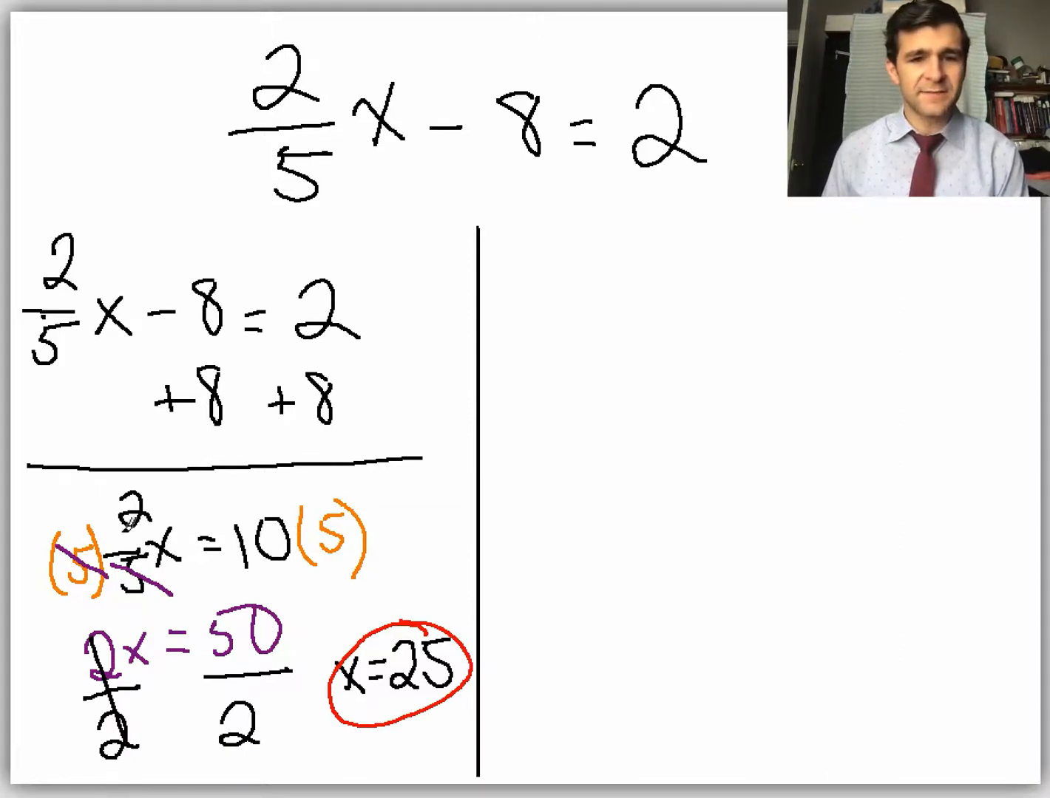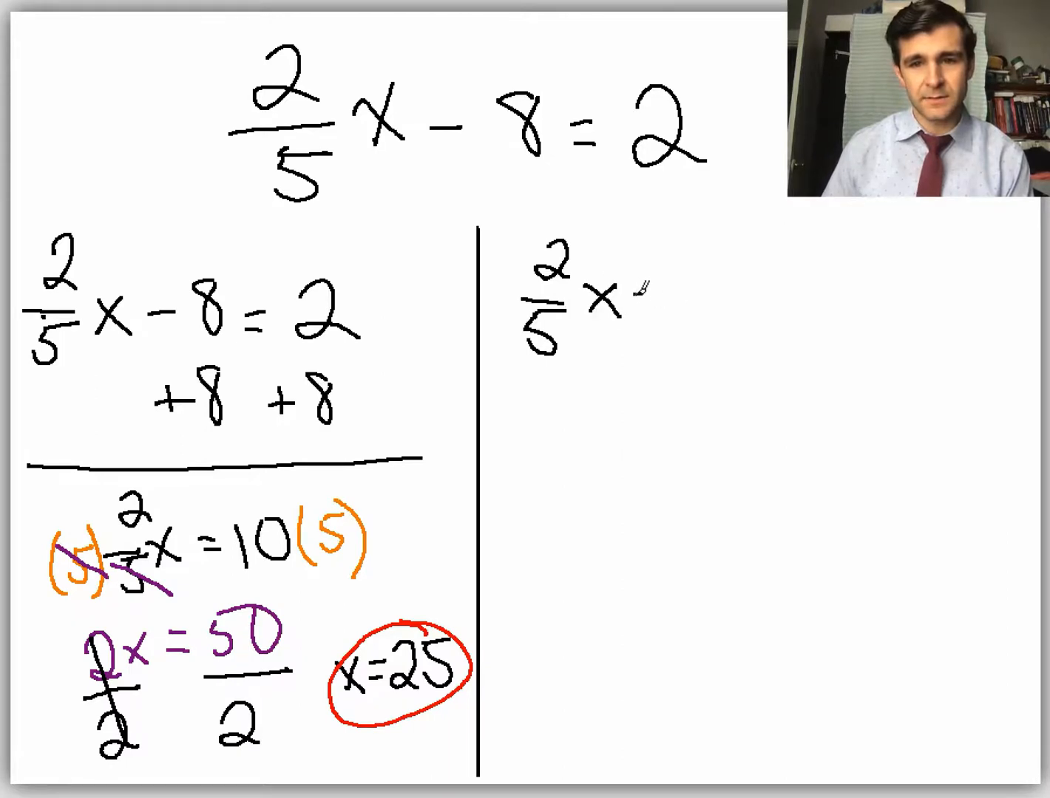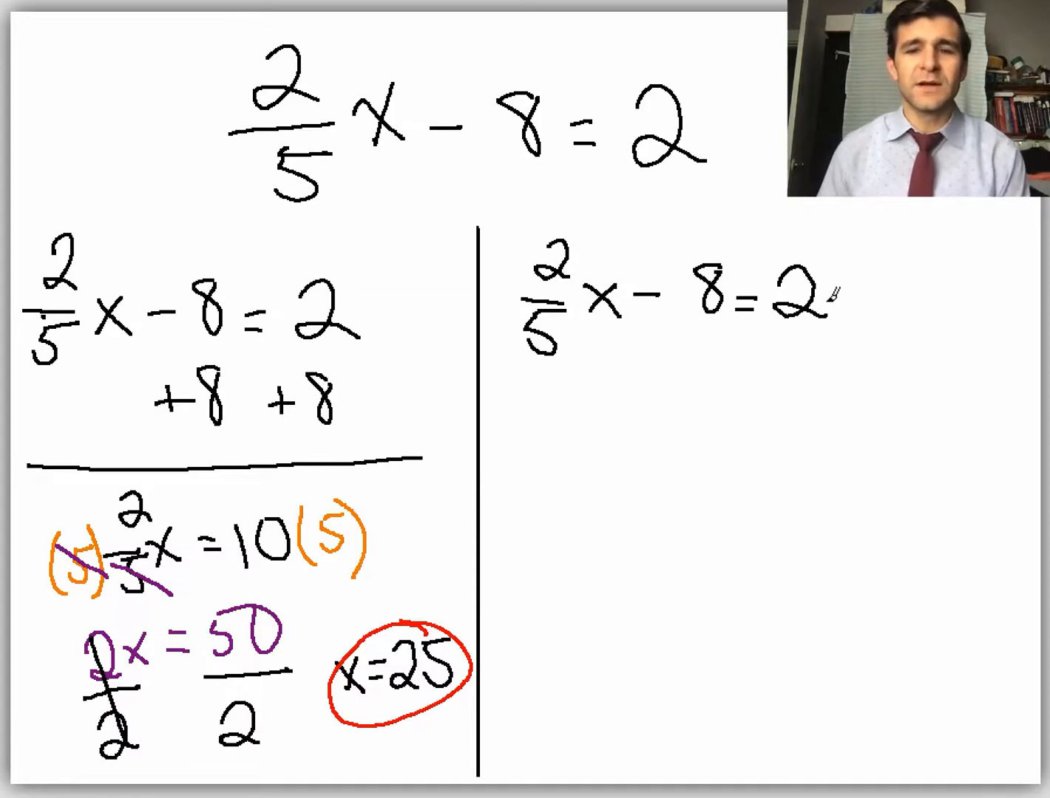Towards the end of this part, I got rid of the fraction. What if I wanted to get rid of the fraction before? So I'm going to write this down. 2 over 5 x minus 8 is equal to 2. So let's say I actually wanted to get rid of this fraction right now, because I don't like fractions at all. I would have to get rid of this 5.